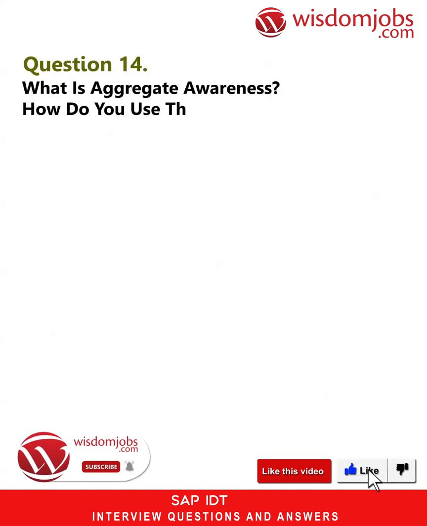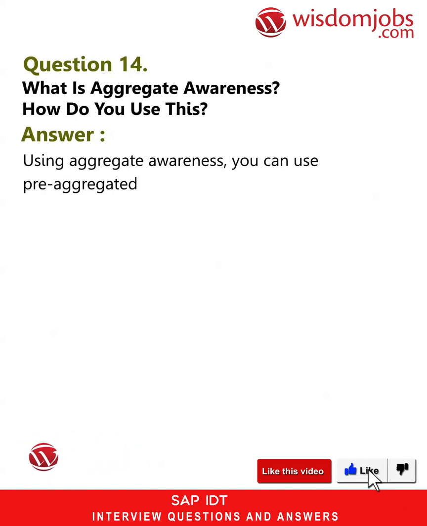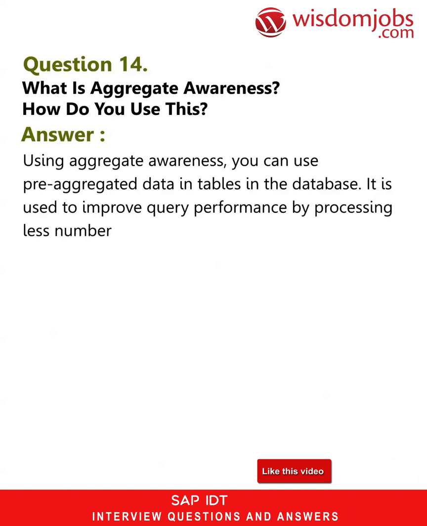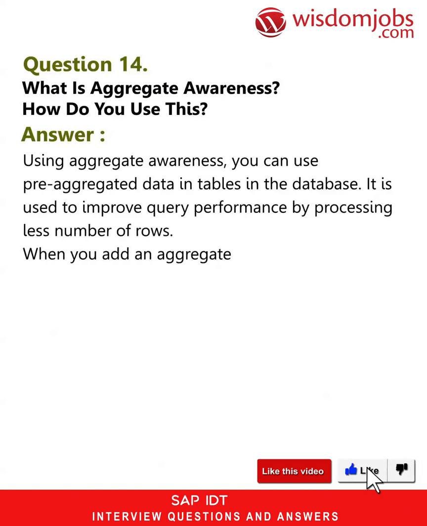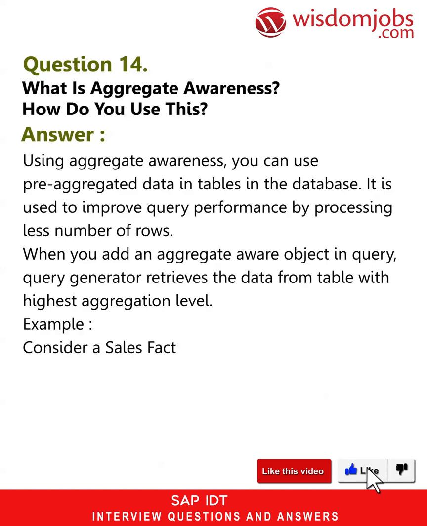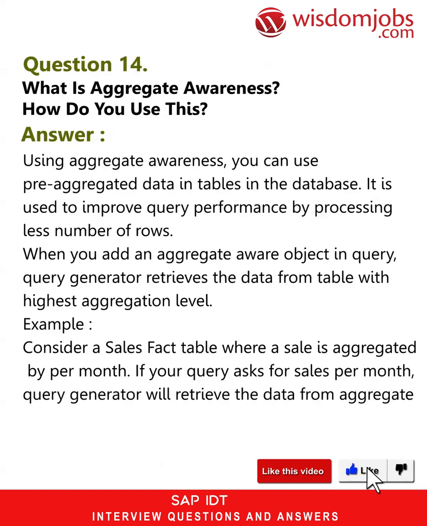How do you use this? Answer. Using aggregate awareness, you can use pre-aggregated data in tables in the database. It is used to improve query performance by processing fewer rows. When you add an aggregate-aware object in a query, the query generator retrieves the data from the table with the highest aggregation level. Example: consider a sales fact table where sales are aggregated per month. If your query asks for sales per month, the query generator will retrieve the data from the aggregated table.